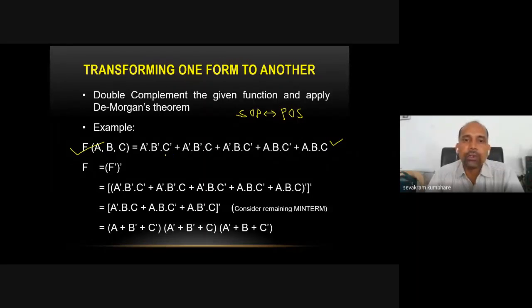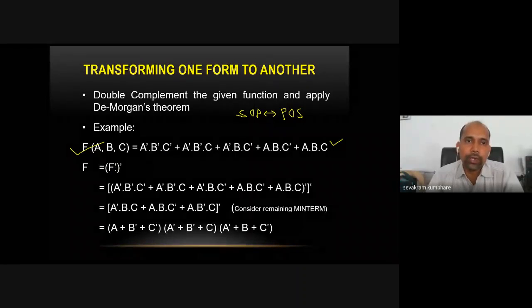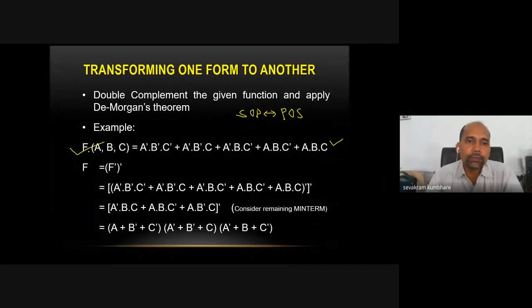Now we need to convert this into product of sum form, POS form. So how to do it? You have to apply De Morgan's theorem. You have to double complement it and apply De Morgan's theorem. So I have applied single complement and double complement. As soon as I apply single complement, this term occurs because its product is 1, so its complement means 0.